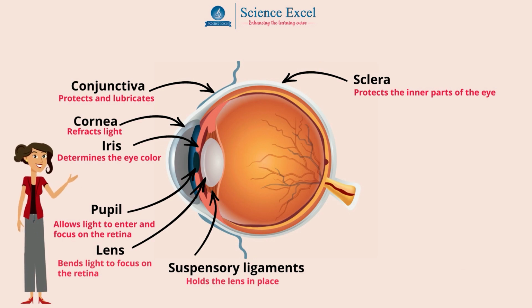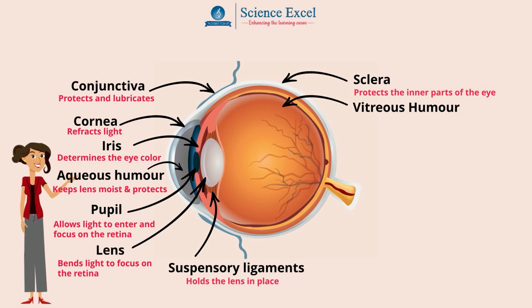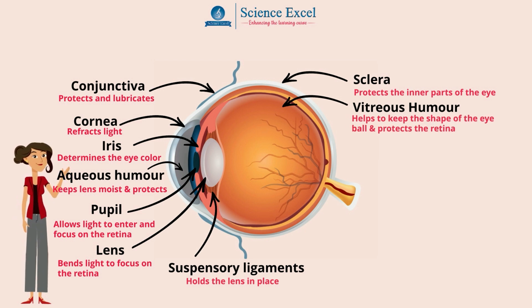The space between the lens and the cornea is filled with a clear watery liquid called the aqueous humor. It helps to keep the lens moist, protects it from mechanical shock, and it refracts light. The space behind the lens is filled with a transparent jelly-like thick fluid called the vitreous humor. It serves two functions. It helps in keeping the shape of the eyeball and it protects the retina and its nerve endings.